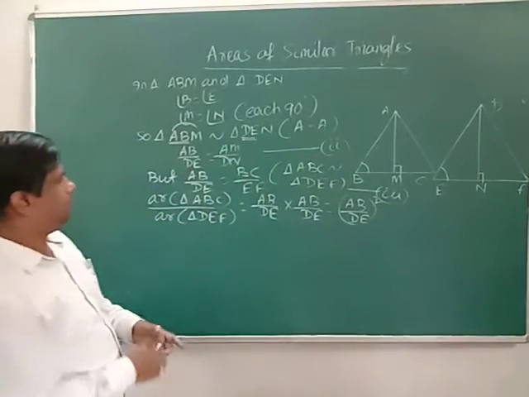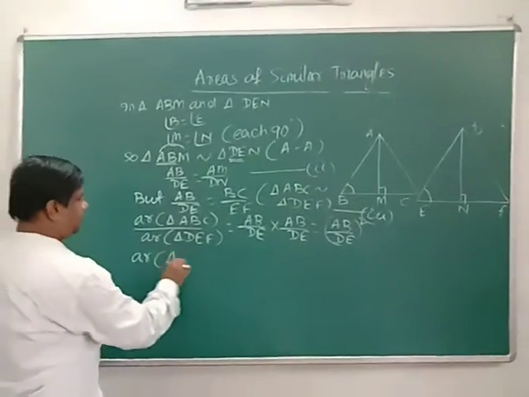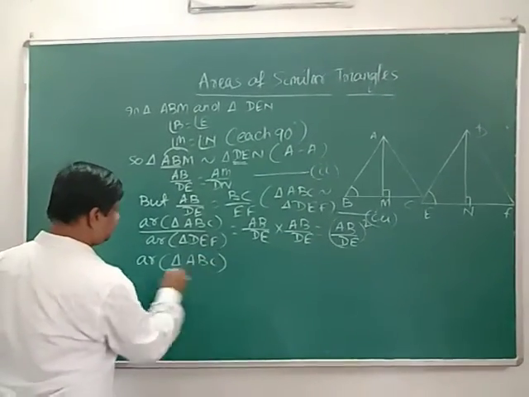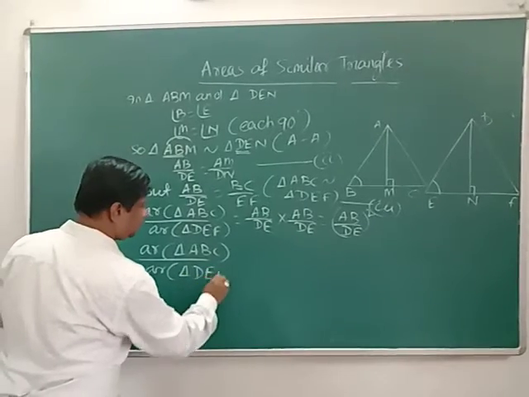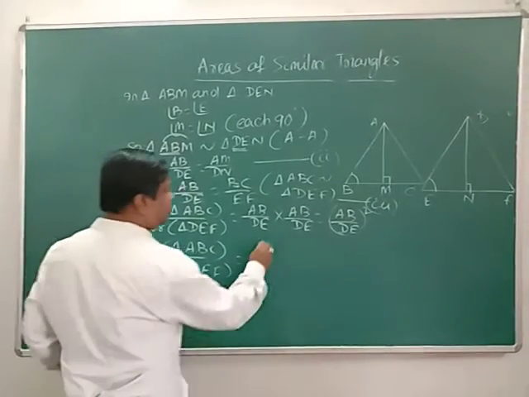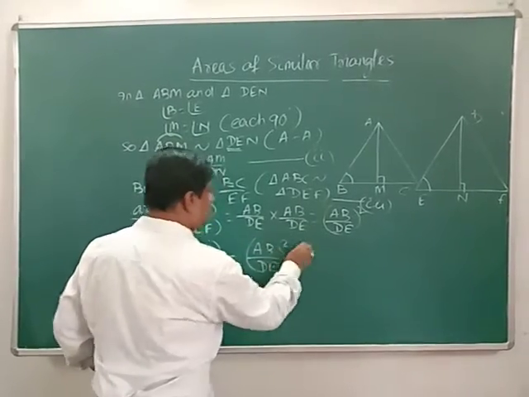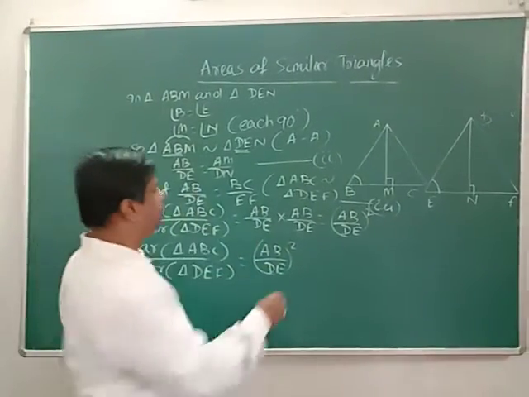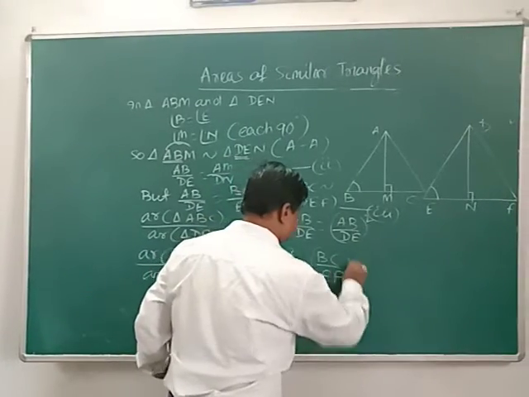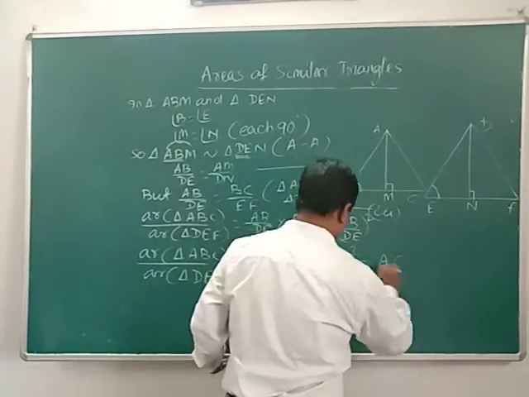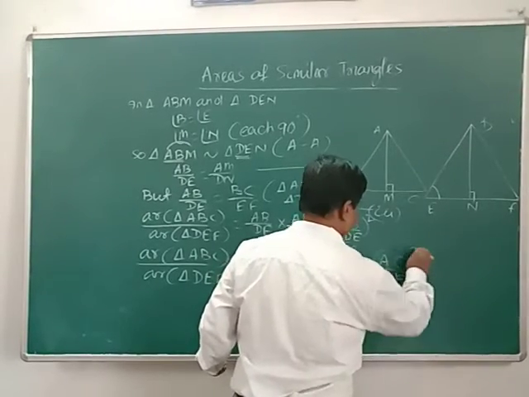So as the two triangles are similar, I can write the area of triangle ABC upon area of triangle DEF is equal to AB by DE whole square. AB by DE also is equal to BC by EF, as these two triangles are similar, that is also equal to AC by DF whole square. This is the proof.